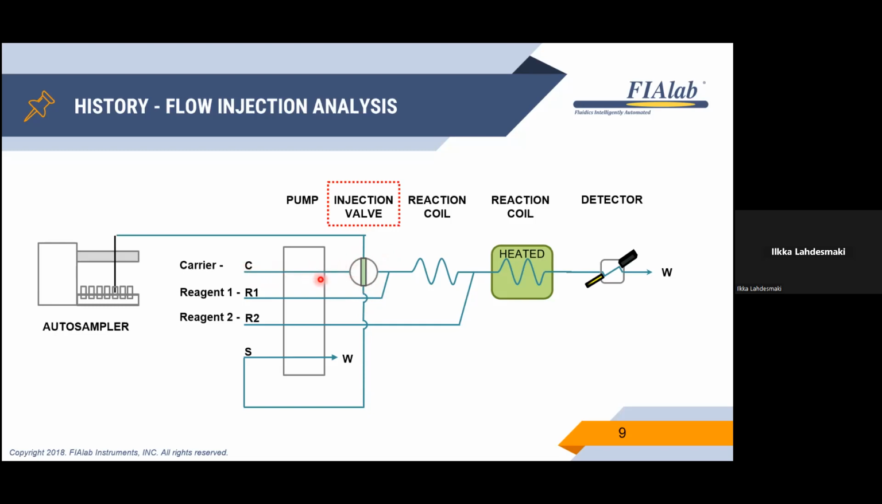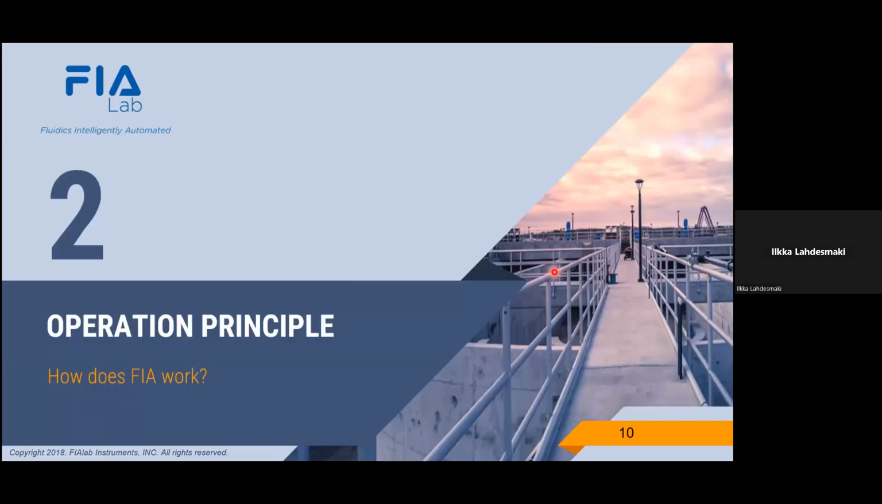So the carrier is going to go in, push the sample segment out of the sample loop, and start pushing it along the instrument's manifold, where we're going to mix in the first reagent with the sample, go through a mixing coil, mix in the second reagent, go through another mixing coil that's possibly heated, and then go on to the detector for color measurement. Hopefully, that makes it clear how an FIA instrument works and how it's principally different from segmented flow analysis. All right.